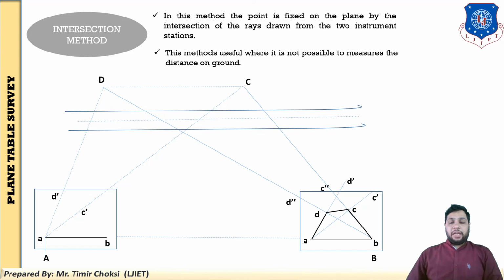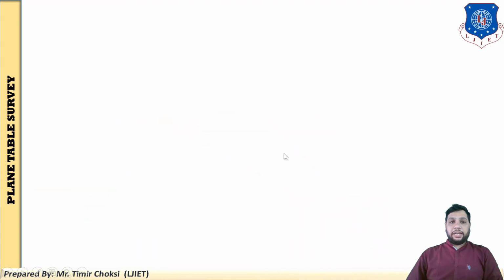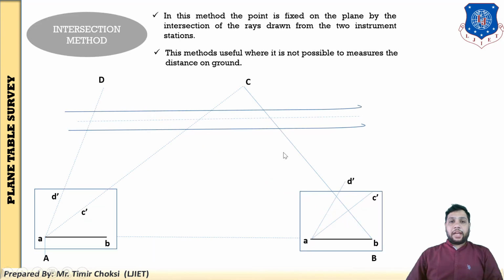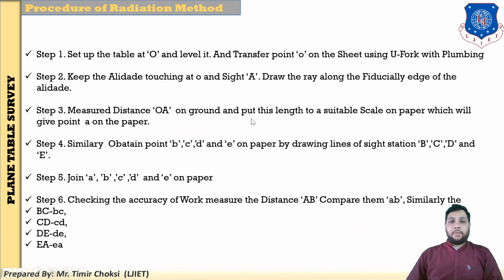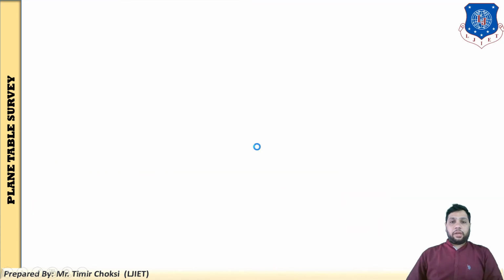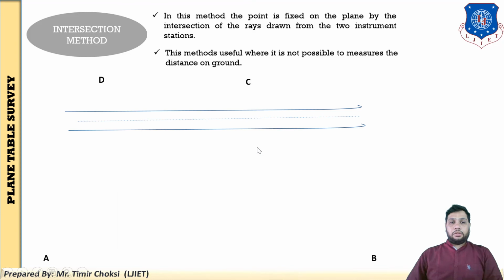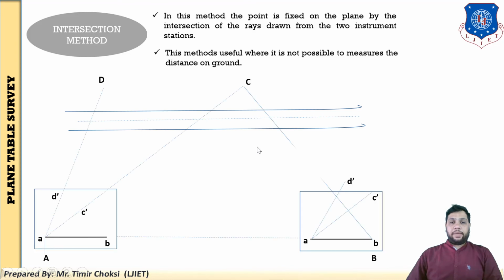Now similarly, first write the use, then the second step is to draw the figure, and the last step is to write the procedure. I have not explained the procedure in detail for this method, but you write it similar to the radiation method. So this is all about the intersection method.